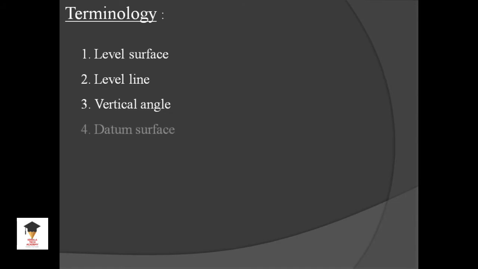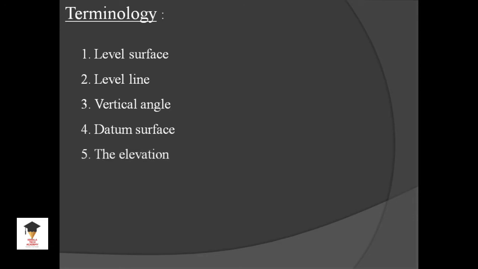The next one is a datum surface. Datum is any surface to which the elevations are referred. The mean sea level is considered as a convenient datum the world over, and the elevations are commonly given as so much above or below the sea level. It is often more convenient, however, to assume some other datum, especially if only the relative elevations of points are required.